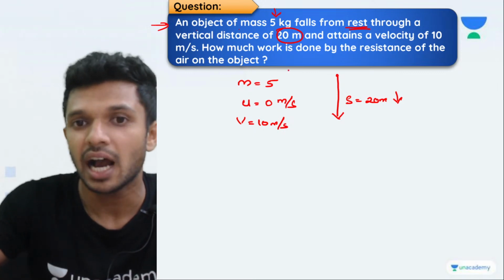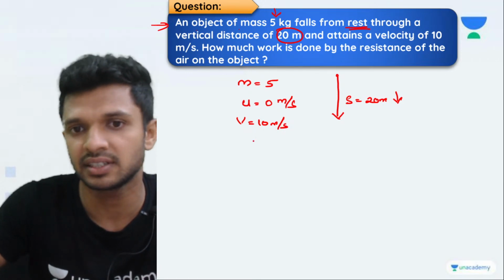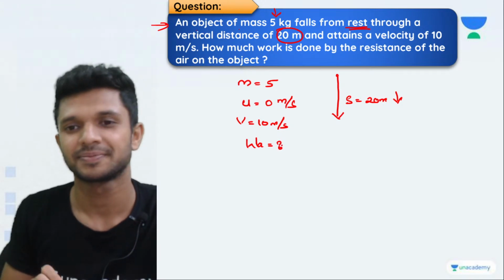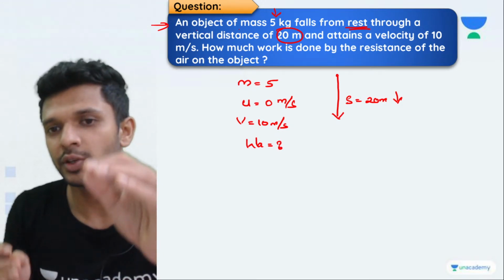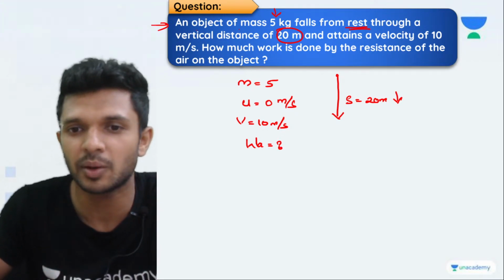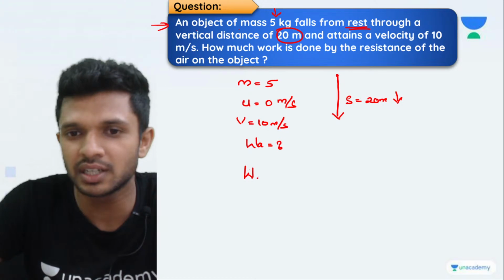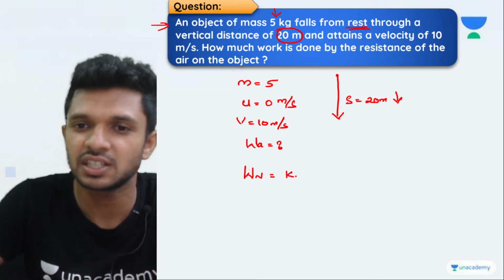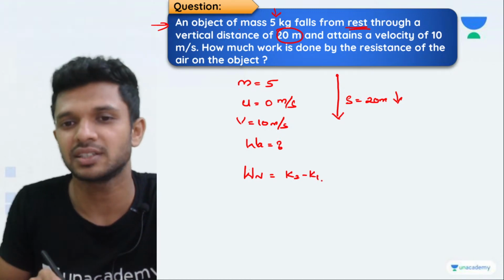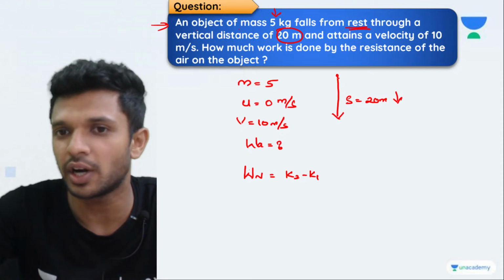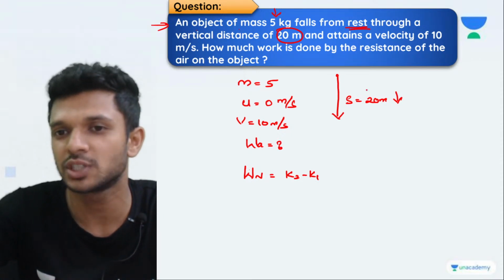How much is the work done by the resistance? Again, work done by air resistance itself is the question. Now you know how to do these kinds of problems. Very simple. Work done by the net force, or all the forces, is equal to the change in kinetic energy, K2 minus K1. Tell me, which all are the forces acting on this body when it is coming down?